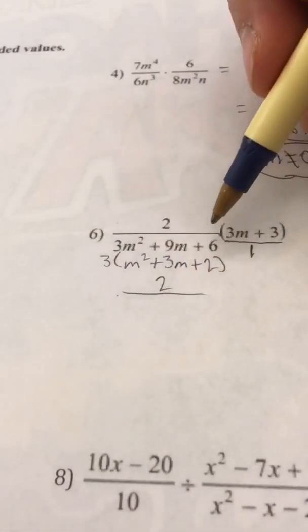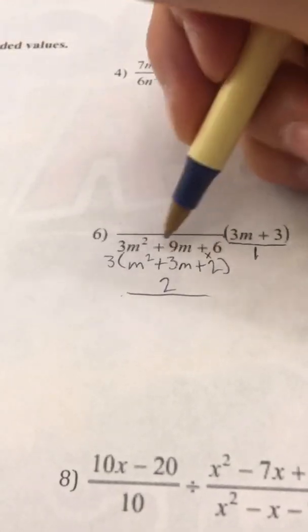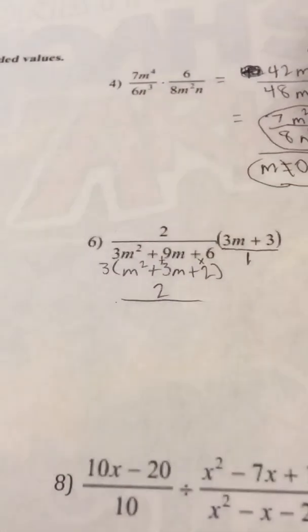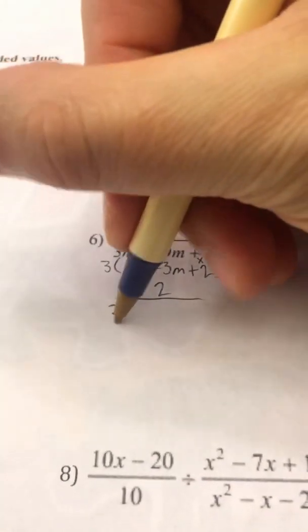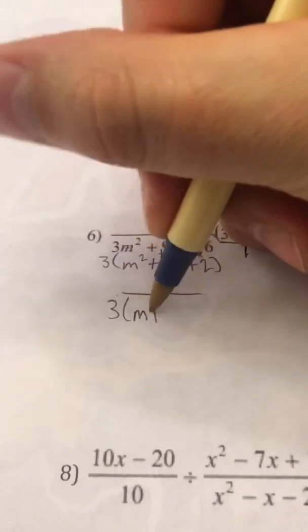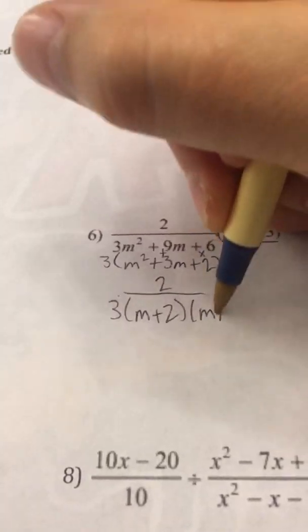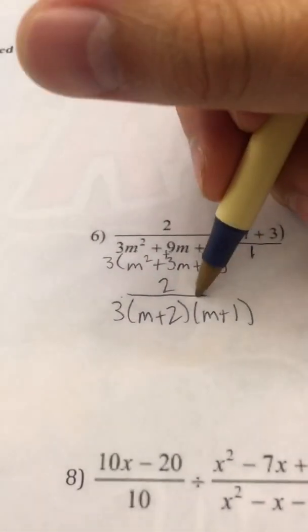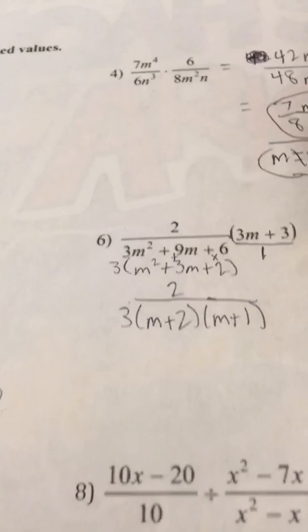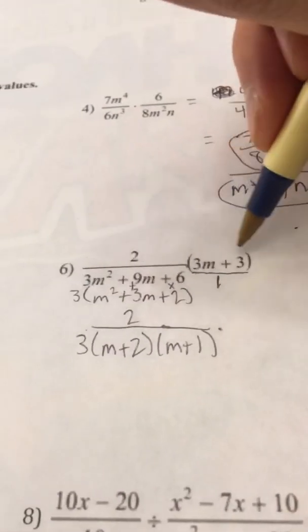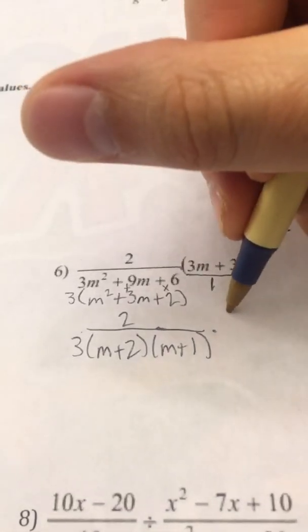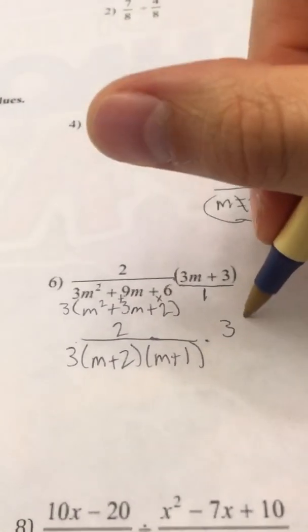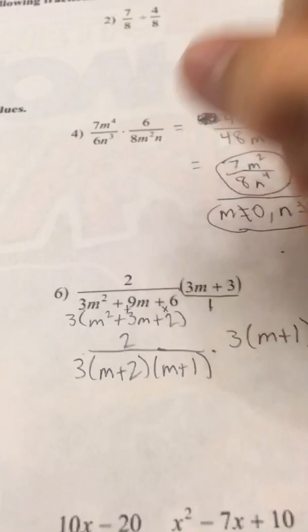Now, that's not done. I need to find numbers that multiply to give me 2 and add to give me 3. 2 and 1. So on bottom, I'm going to have 3 GCF, then m plus 2, m plus 1. A lot of people forget 1 times something gives you that number. You could always use that. Okay, and then second fraction, 3m plus 3. How do we factor that? Greatest common factor again. GCF is 3 there. That's going to leave me with m plus 1. And then just 1 on the bottom.